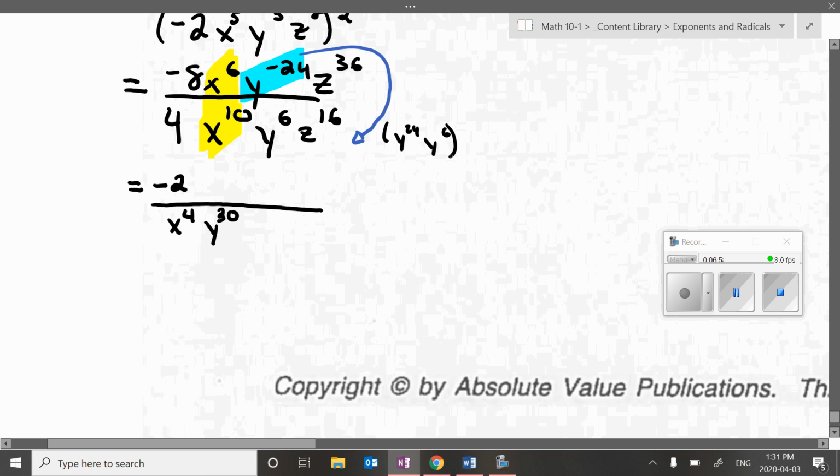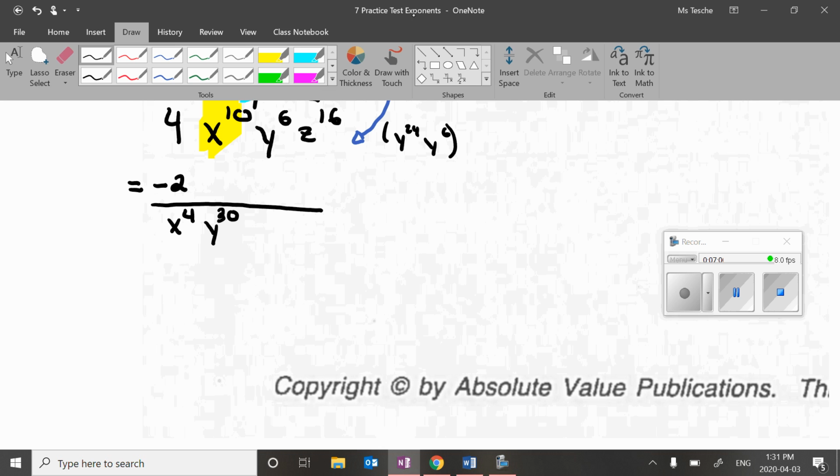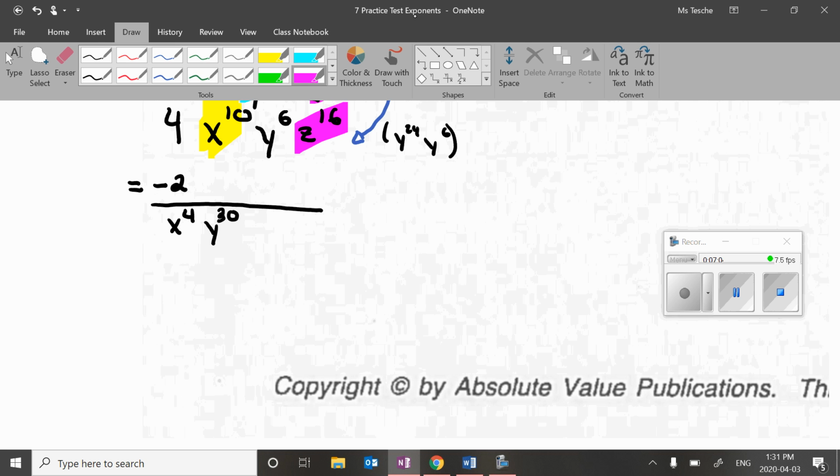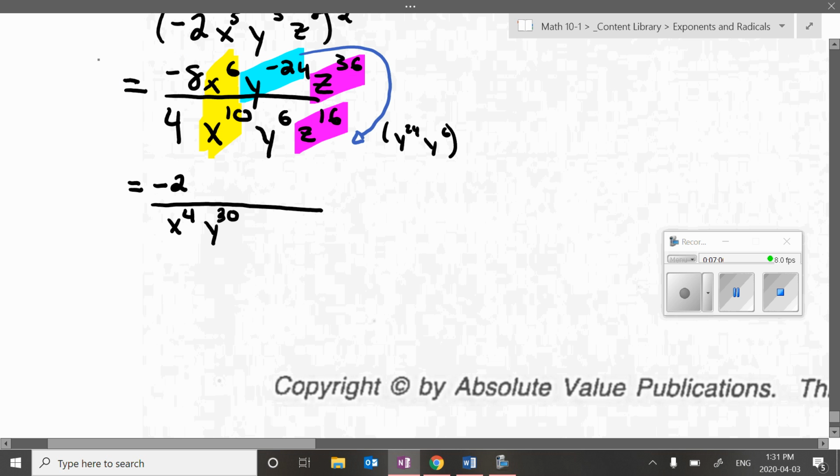My next one, if I look at my z's, 36 z's up top, 16 z's below, 36 minus 16 gives me 20 with more in my numerator. And then that is your final answer.